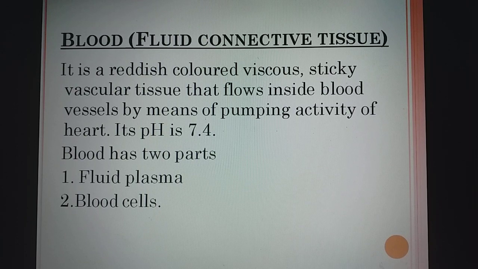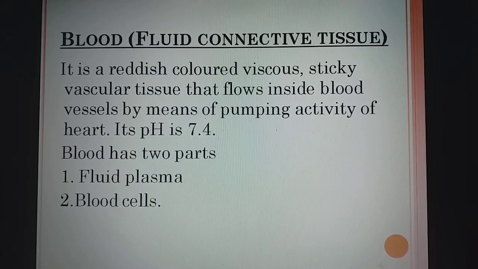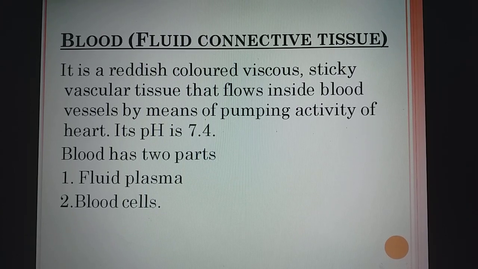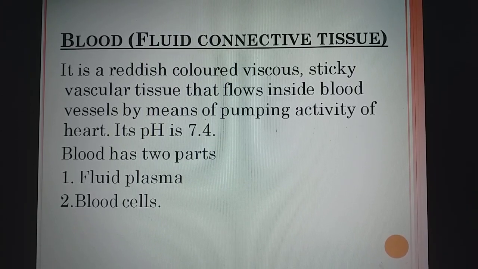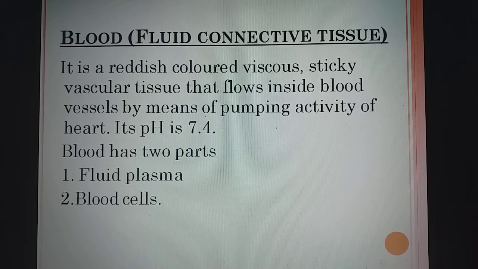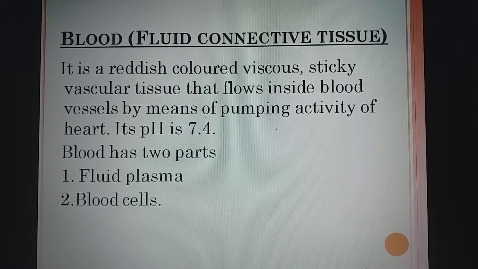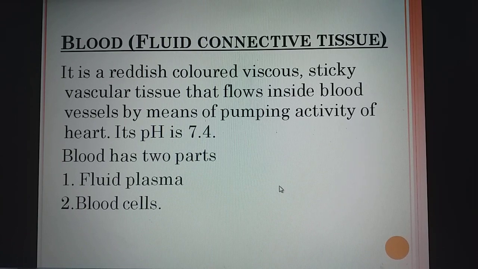So now we are doing blood. Blood is also known as fluid connective tissue. It is a reddish colored, viscous, sticky vascular tissue that flows inside the blood vessels by the pumping activity of the heart. Its pH is 7.4.